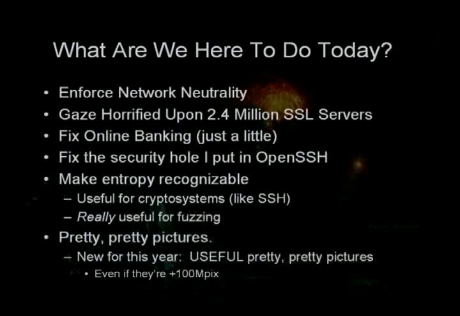But what we're going to do today is we're going to discuss tools for enforcing network neutrality. We're going to discuss the results of scanning 2.4 million SSL servers. We're going to fix online banking. Okay, not entirely, but a little. We're going to fix a security hole that I put in OpenSSH during my first BlackHat talk. We're going to make entropy recognizable. Now, this is the useful thing for crypto systems like OpenSSH. This is really useful for fuzzing. And for those who are paying attention in the security world, fuzzing's gotten a lot more relevant.